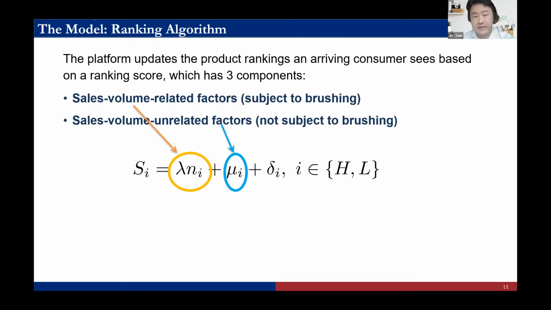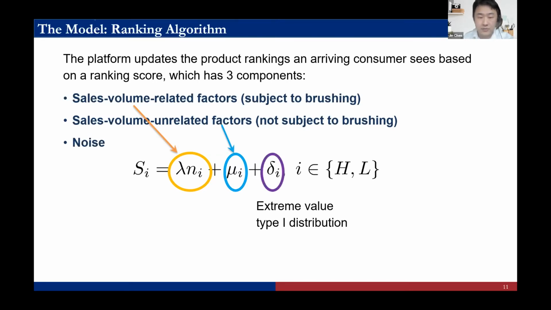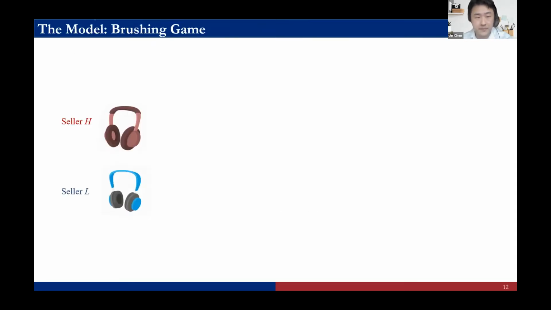And the second part is the sales volume unrelated factors, like the seller's offline reputation that the platform gathers from various sources. So this part is much costlier to manipulate compared with the online sales volume. And the third part is the noise, which captures the fact that the information that the platform collected is imperfect. And this noise is assumed to follow an extreme value type 1 distribution.